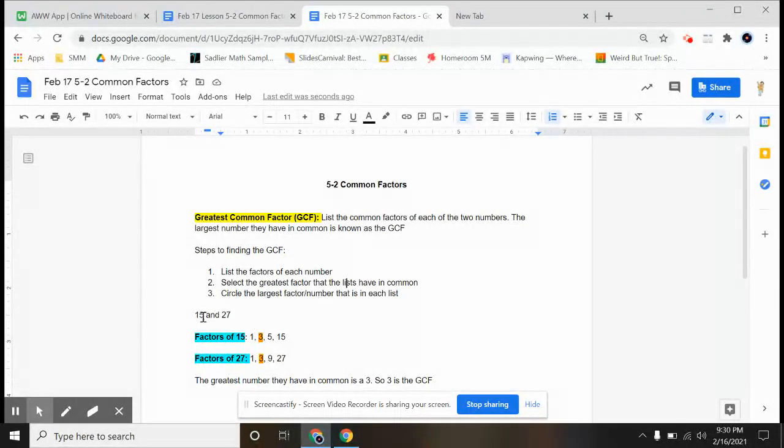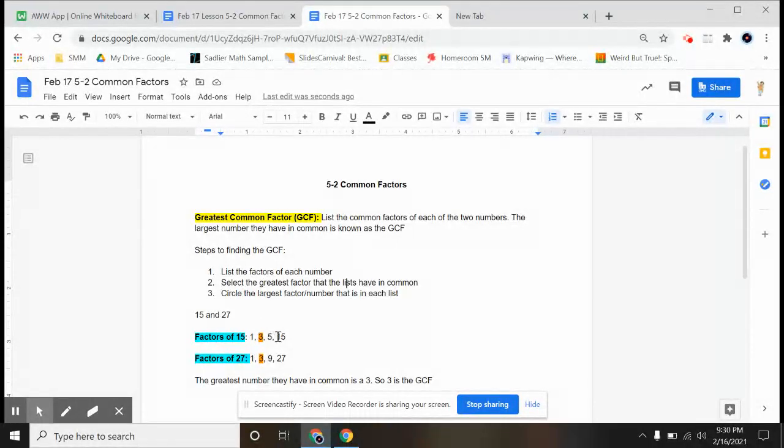So down here, I'm giving you two numbers, 15 and 27. So if we follow what the steps say to do, step 1 says we're going to list the factors of each number. So for the factors of 15, this means in my head right now, I'm thinking, what are all the numbers that I can use and multiply together to get 15? And so when I think about that, I think, well, 1 times 15, that would give me 15.